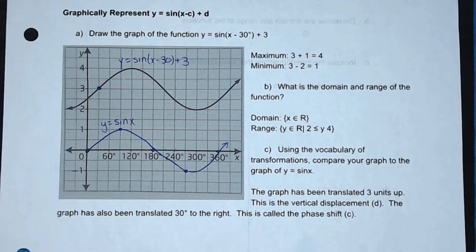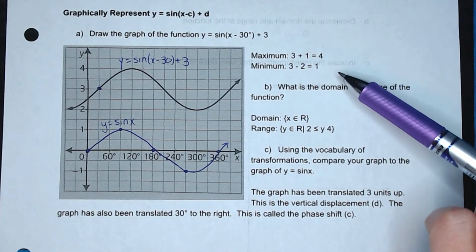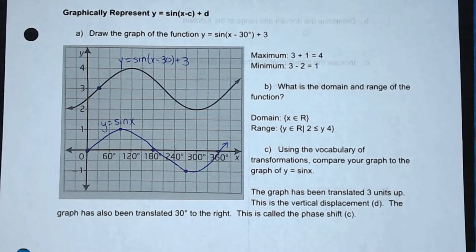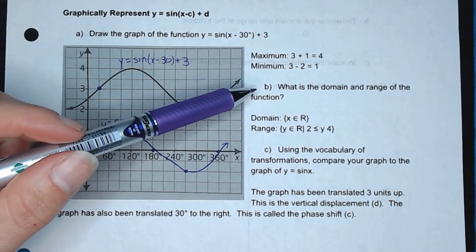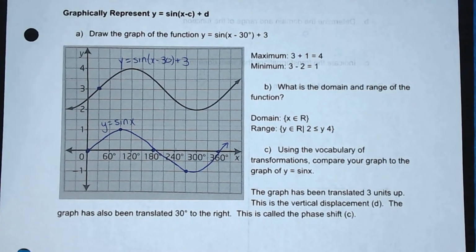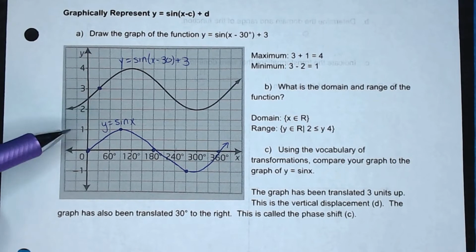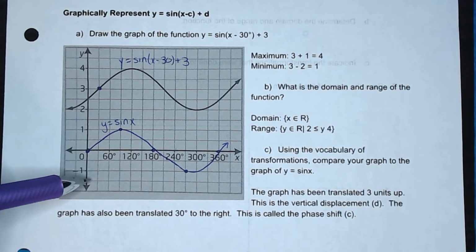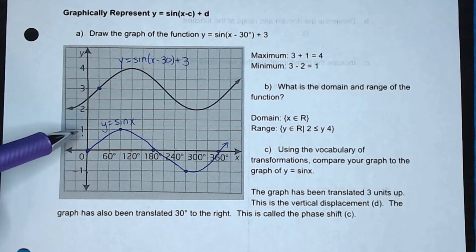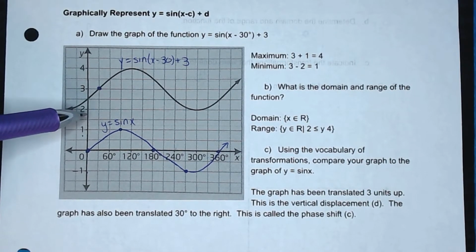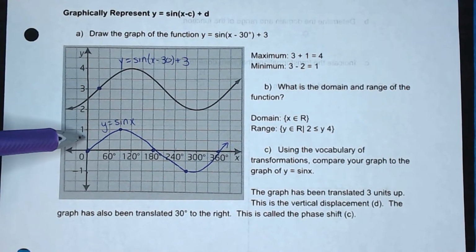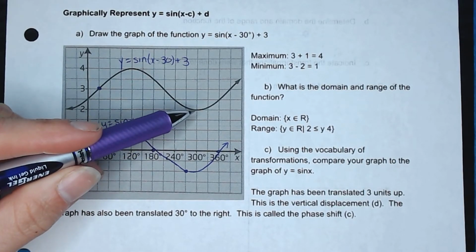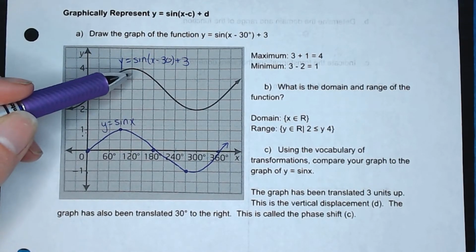This one has no horizontal or vertical stretches, so it's just going to move up and down 1 unit. So to do that, you want to find the maximum and the minimum. 3 plus 1 equals 4, and 3 minus 1 equals 2. The domain and range. So the domain, of course, is negative infinity to positive infinity. It's a periodic function. It just continues on indefinitely. The range is what's going to change. You can see the range in the original function is -1 to +1. Because we've moved it up 3 units, the minimum is now at 2, and the maximum is now at 4.